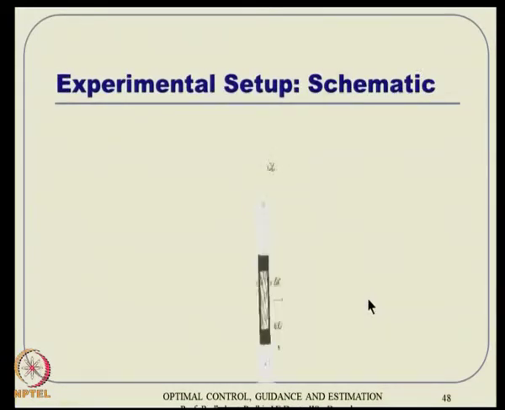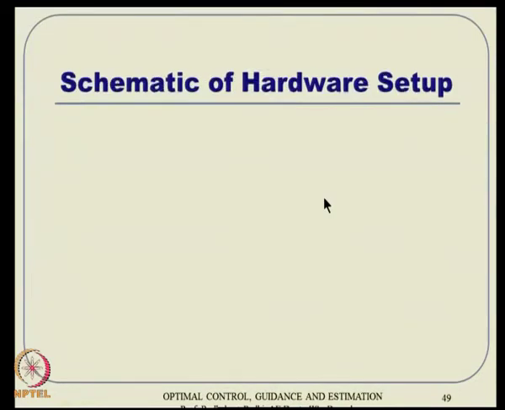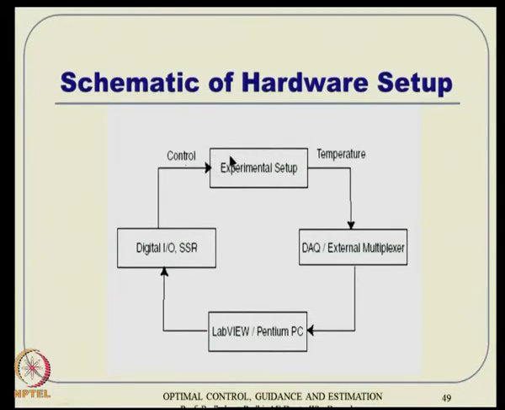Alright, so this is a schematic of this. You have these 11 thermocouples, you have the aluminum slab, you have taken a one dimensional heat conduction modeling, and there were 10 heaters. And there are some hardware settings, and conceptually it is like this. You have an experimental setup where you have to measure the temperature, and there has to be some sort of external multiplexer. Then you pass it through this implementation through LabVIEW, and at that time it was a Pentium PC actually, and then some digital IOs, and then the control input was given to the experimental setup actually.